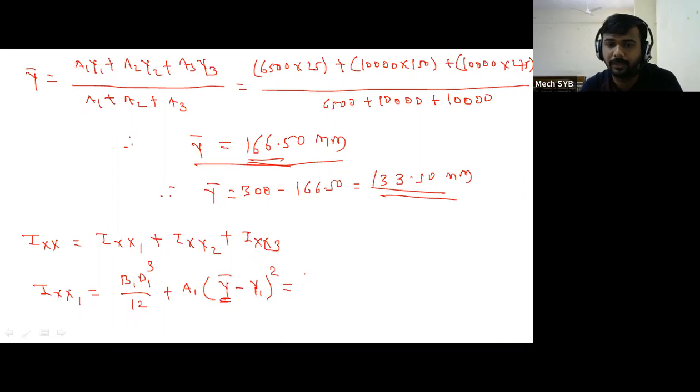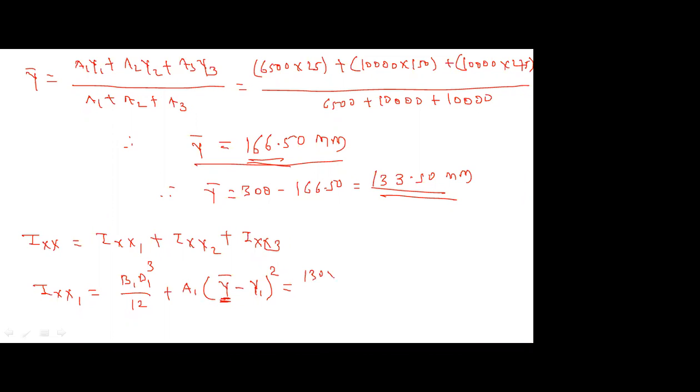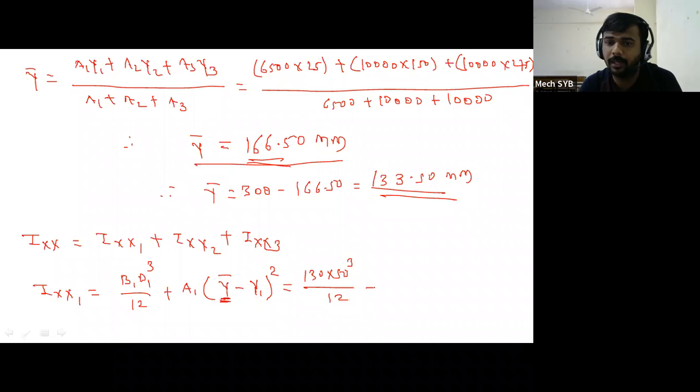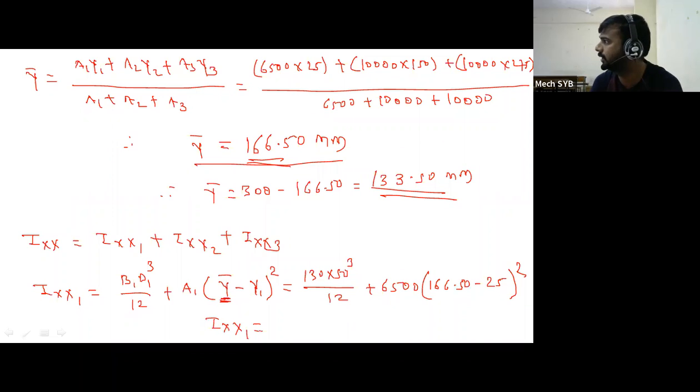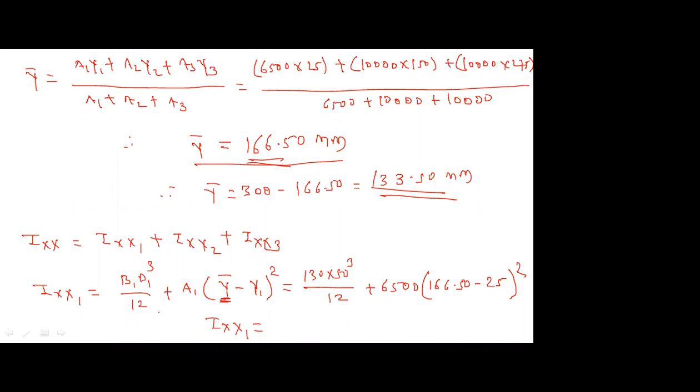Okay, now for the section number 1, what is the value of b1? That means what is the width? 130. 130 into 50 cube divided by 12 plus 6500 in bracket y bar 166.50 minus y1 25, and its bracket square. So you will get first value Ixx1. So what will be the Ixx1? Do the calculation and send me the answer. 131.51 into 10 raised to 6 mm raised to 4.